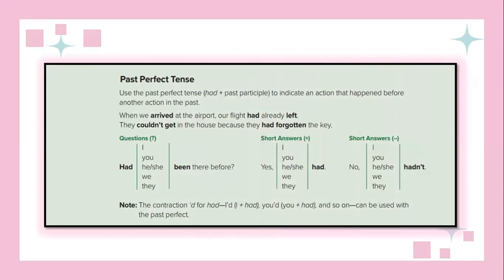The past perfect tense, we use it in two cases. One, to express an action that happened in the past before another action in the past. Two, to express an action that happened before a specific time in the past. So one, an action happened before another action in the past. For example, when we arrived at the airport, our flight had already left.